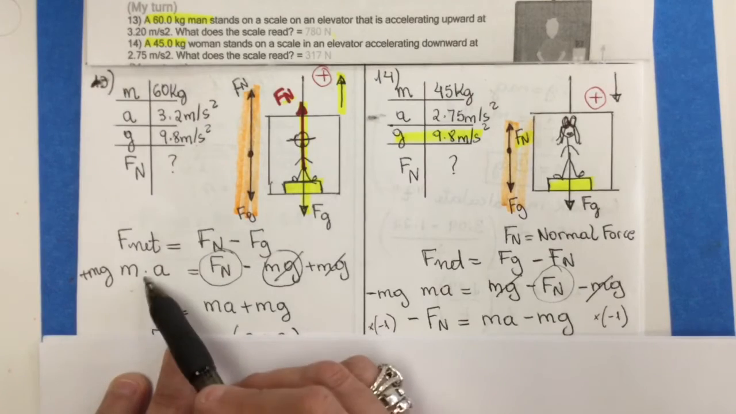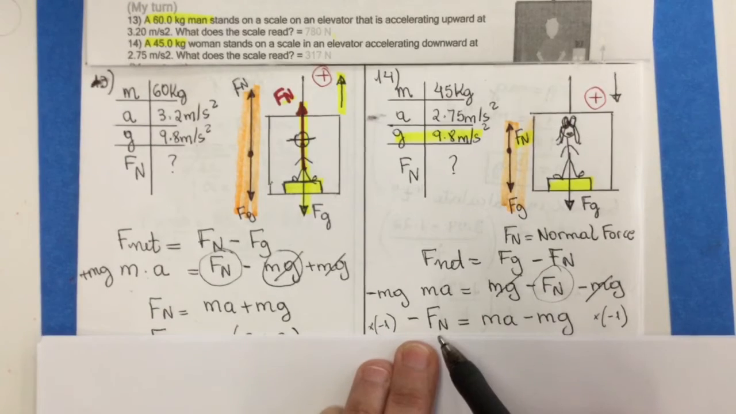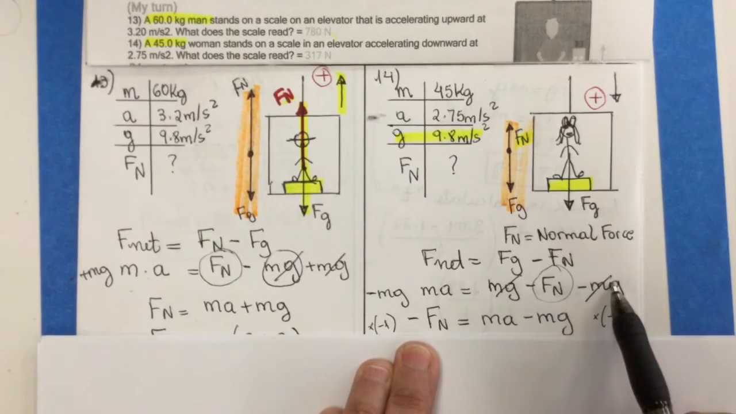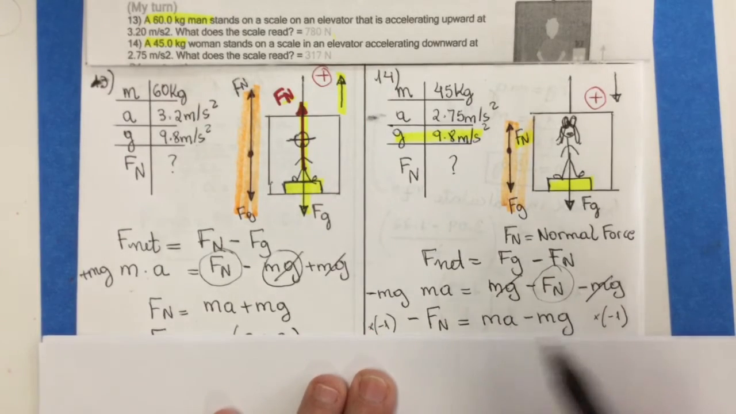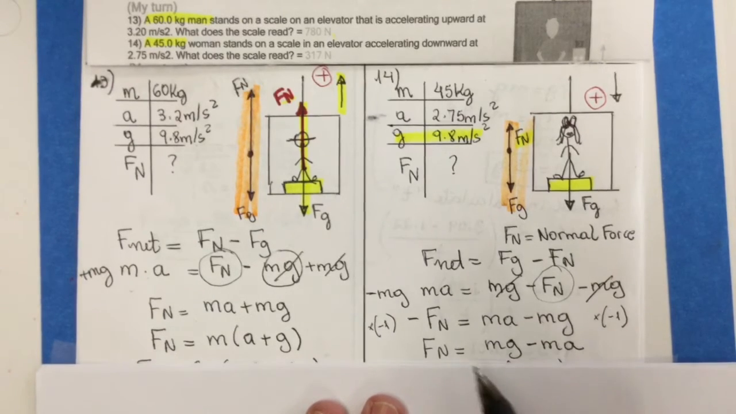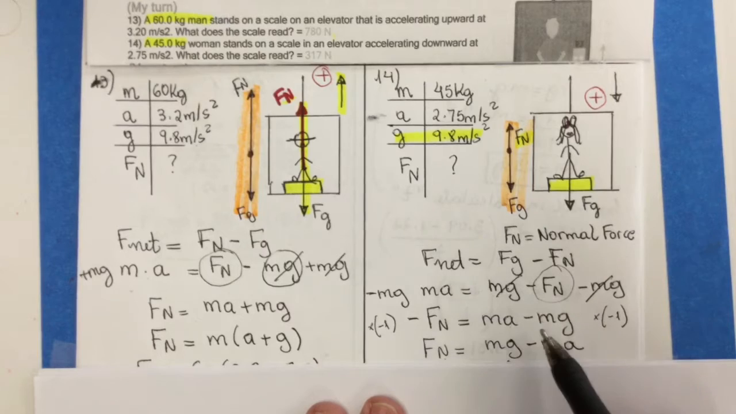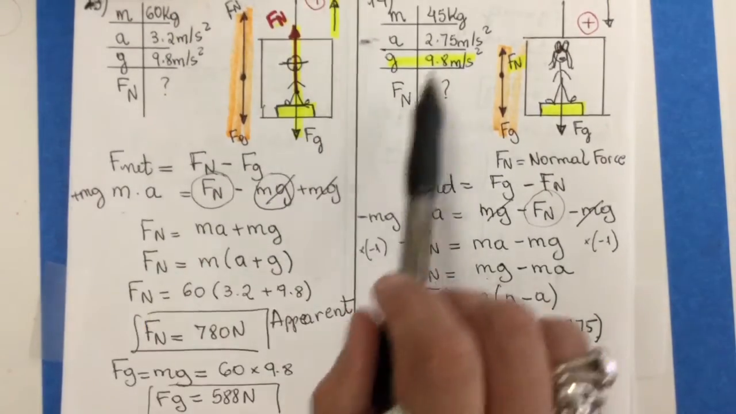So Fn is equal to ma plus mg. On the other side, our Fn is negative, this is canceled out, and we have ma minus mg. Because Fn is negative, we multiply the entire equation by minus 1. Now we change the sign of Fn. We change the sign of mg, which was negative, now it's positive. We change the sign of ma, which was positive, now it's negative.